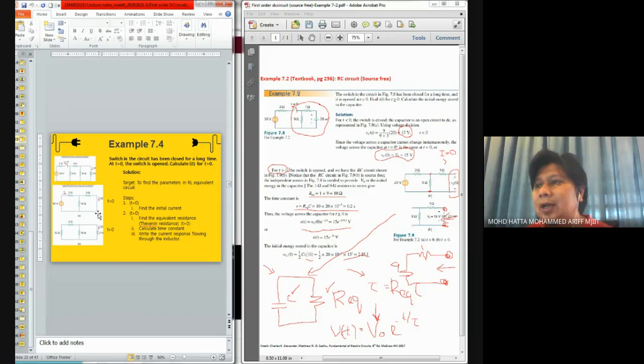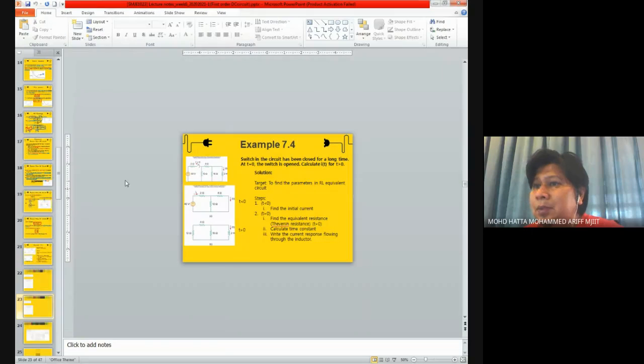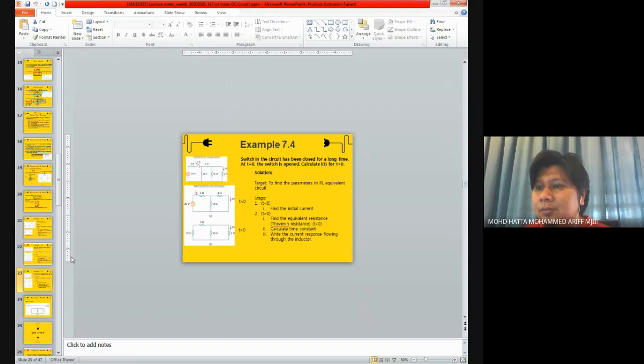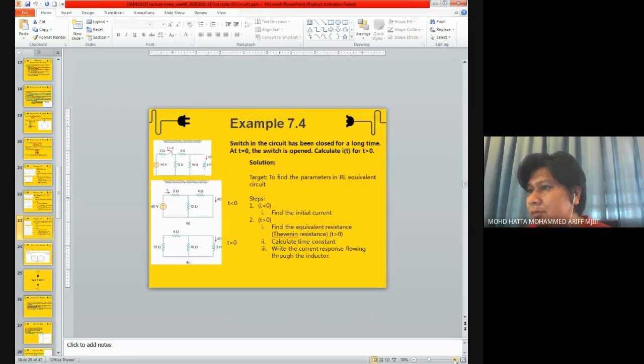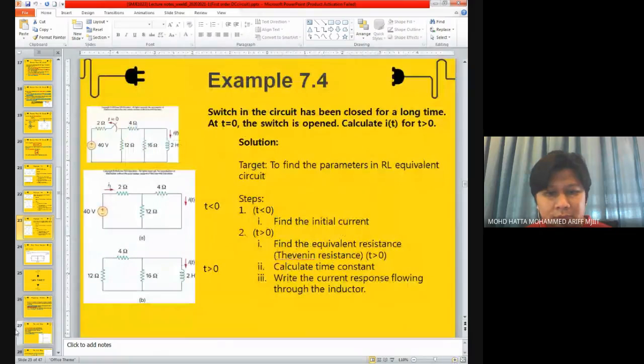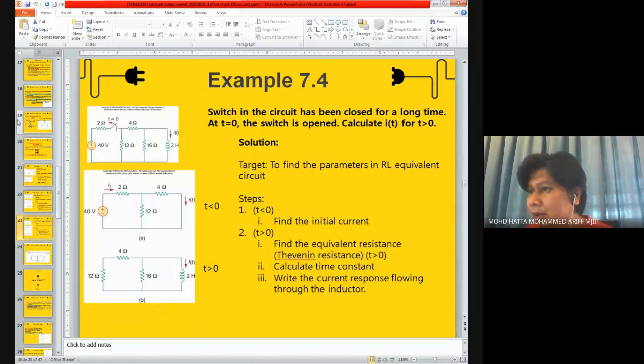This is considered as RL because we have one inductor over here. Okay, that's for example 7.1, 7.2, and 7.4. Do you have any question so far? Can I get response from you guys? Do you have any question? No. No. Oh, okay.